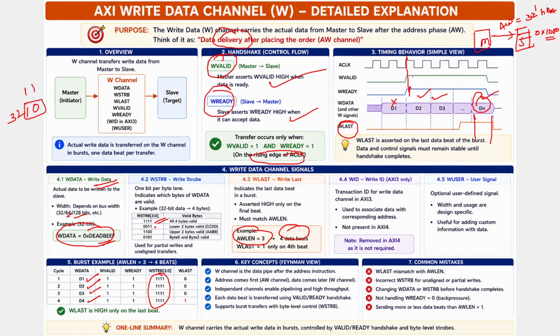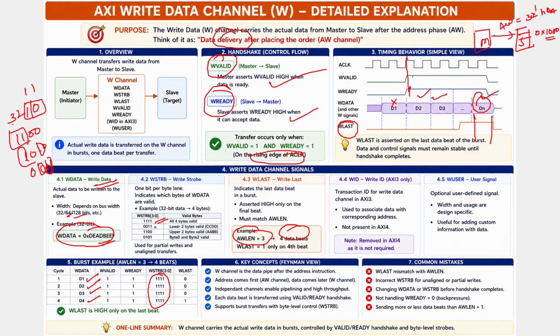That means beat 0 and beat 1 are valid. And 1100 means 2 and 3 are valid, and 1010 means 1 and 3 are valid. So 0101, sorry, that means 0 and 2 are valid. Based on that one signal, what byte of data is valid, it will indicate that write strobe signal.